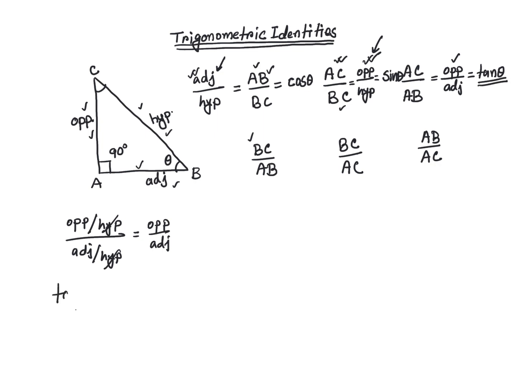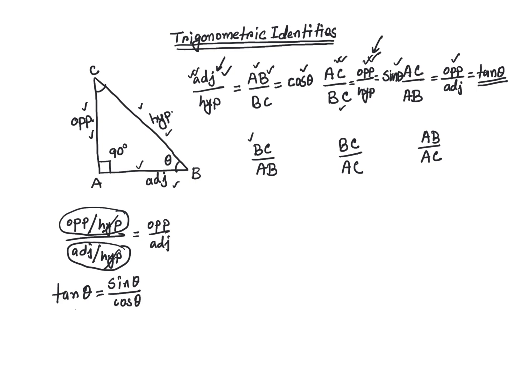Tangent of theta is actually this opposite over hypotenuse. Opposite over hypotenuse is sine of theta, divided by adjacent over hypotenuse, which is this one, that is cosine of theta. So this is cosine of theta.